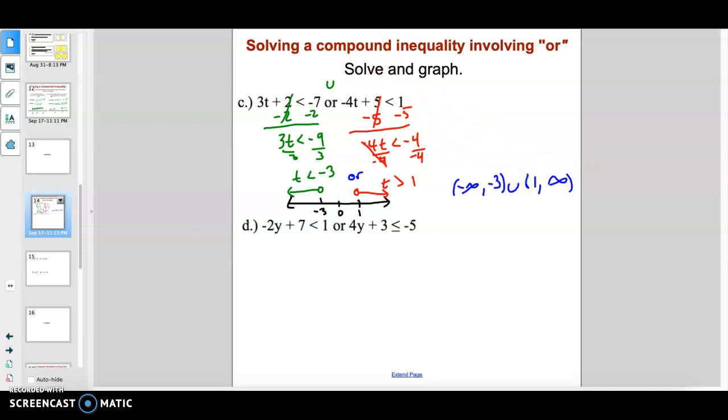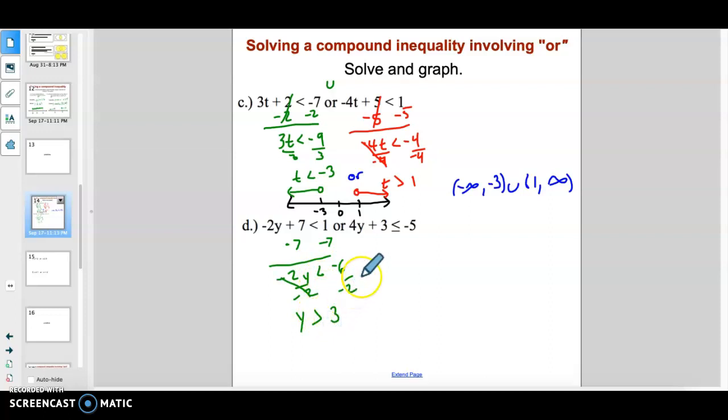The next one we have is this inequality or this inequality. So I'm going to solve them separately. So we've got -7, -2y is less than -6, and then divide by -2. Remember, when we divide by the negative, we're going to flip the sign, so it's no longer a less than, now it's a greater than.